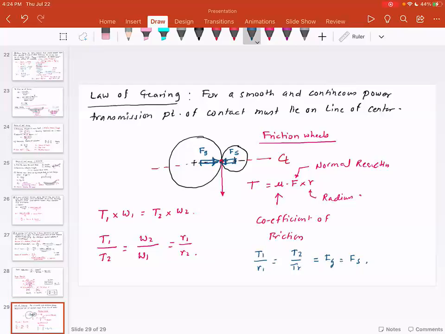I'm going to stop here. I will again touch upon the law of gearing next class. And then in the earlier part of the class, we will talk about the spur gear design. And the later part, I will talk about the helical gear design.